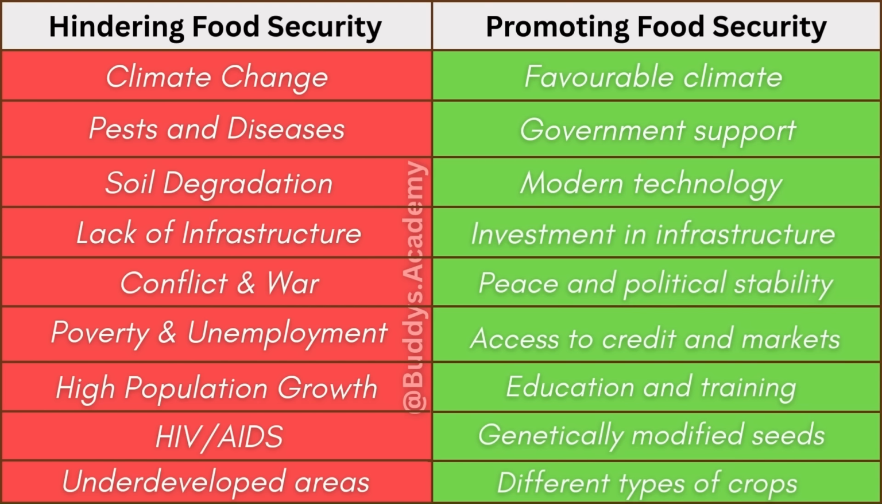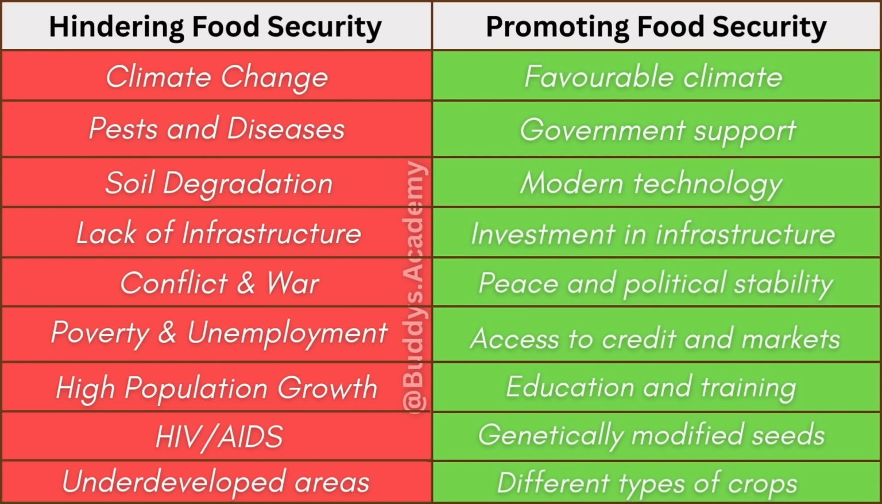So now let's look at the factors that are going to affect food security. So we have your negative factors. That means that these are going to be factors that are going to hinder your food security. And we have your positive factors. That means that these are factors that are going to promote your food security. So let's start off with your negative factors first.